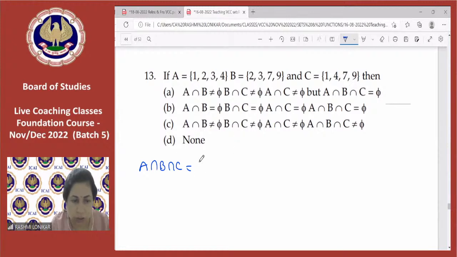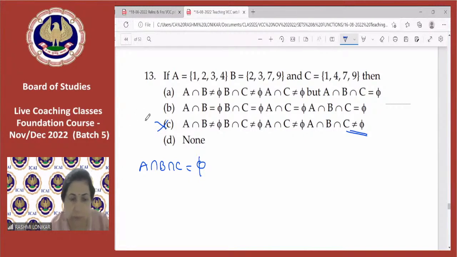So this is a null set. A intersection B intersection C is a null set. So that clearly means that C is not an option because they are saying it is not a null set. But we know it's a null set. So C has gone. Now I have to see whether A or B is a correct option. Else we will have D as the correct option.